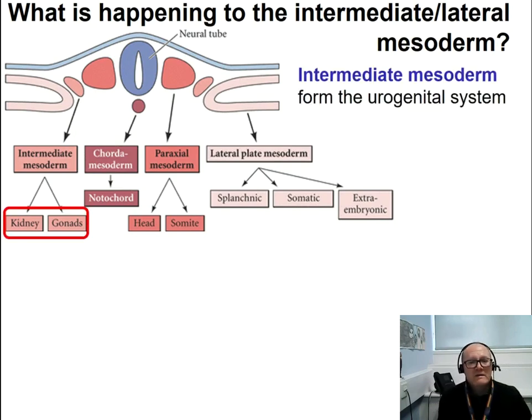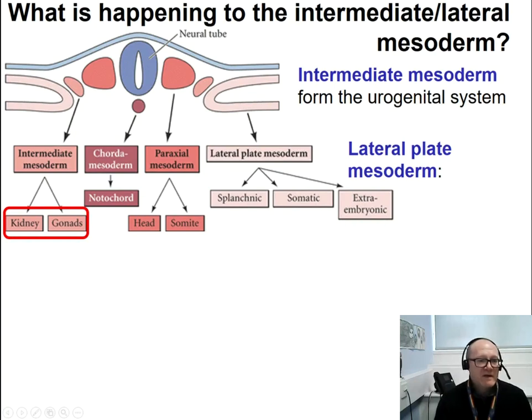So what is going to be formed from these different tissues? The intermediate mesodermal cells are responsible for the formation of the kidney. See how the intermediate mesoderm is in an intermediate position, but also a bit ventrally compared to the forming somites.